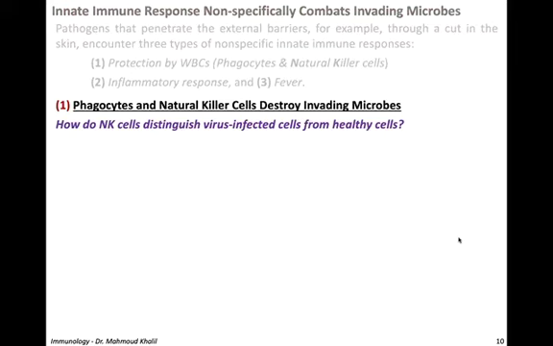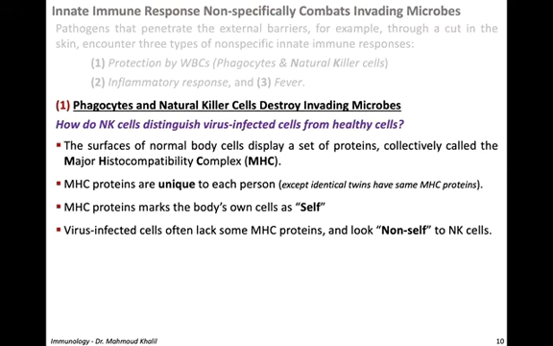So how do NK cells distinguish virus-infected cells from healthy cells? Normally the surface of our body cells displays a set of proteins collectively called MHC, major histocompatibility complex. These MHC proteins are unique to each person. They are only identical for twins. Twins have the same MHC proteins.